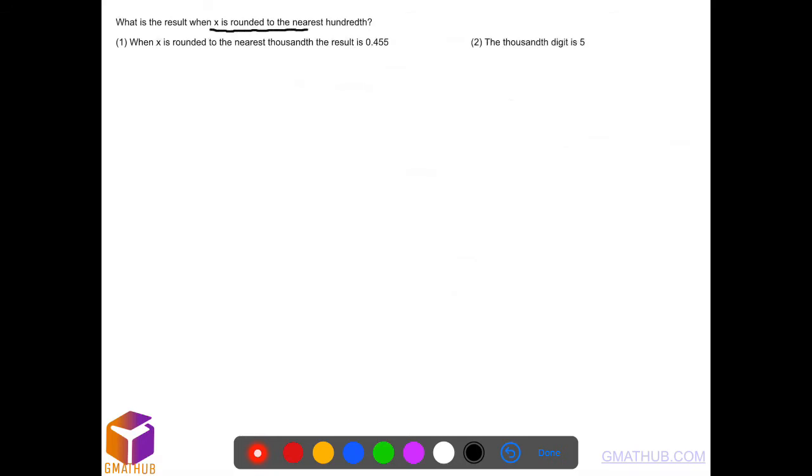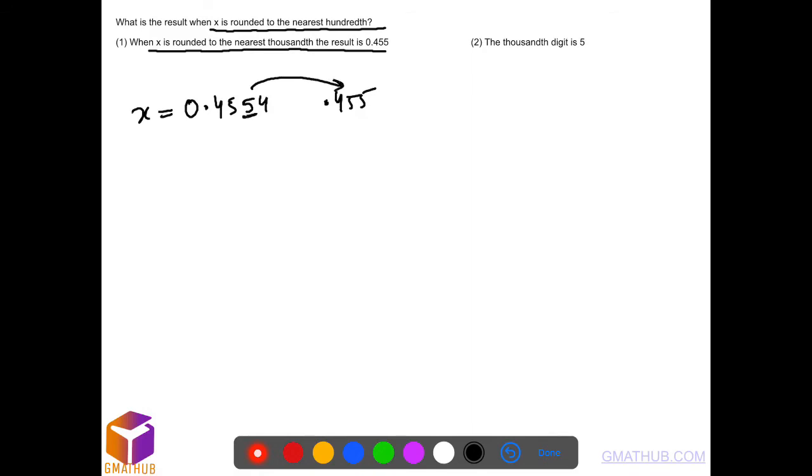Okay, so x is rounded to the nearest 100th. What is the problem? When x is rounded to the nearest 1000th, the result is 0.455. So x could be 0.4554, so that when we round it off to this place, it becomes 0.455.